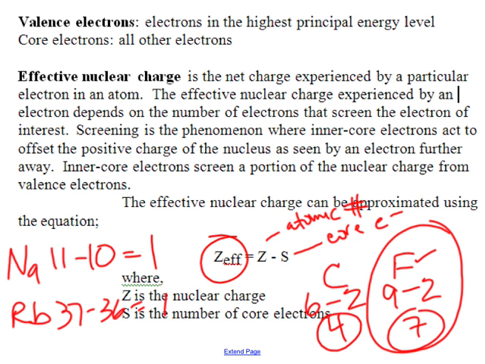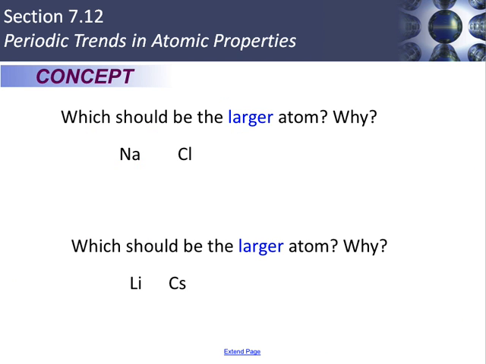Got it? So the questions you'll be asked are pretty straightforward. They're not going to trick you necessarily. Which should be the larger atom and why? Sodium or chlorine? Sodium, why? Sodium has less nuclear pull or a less effective nuclear charge.